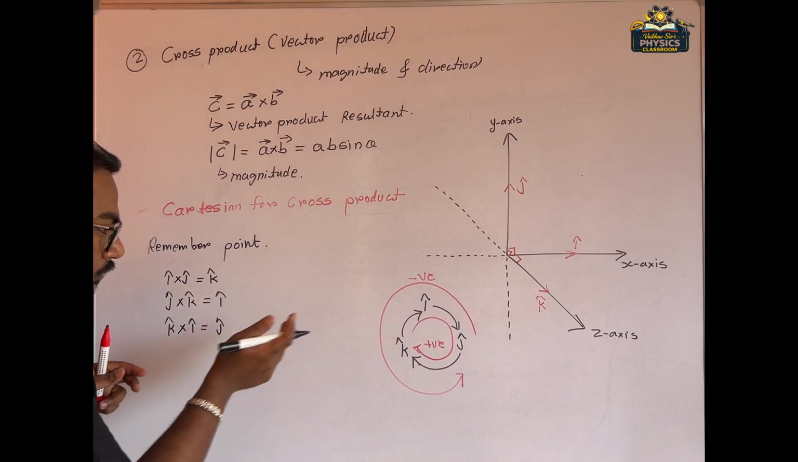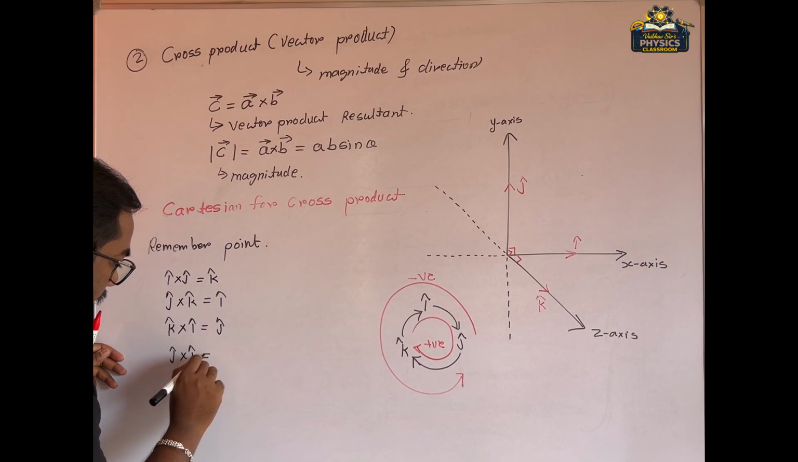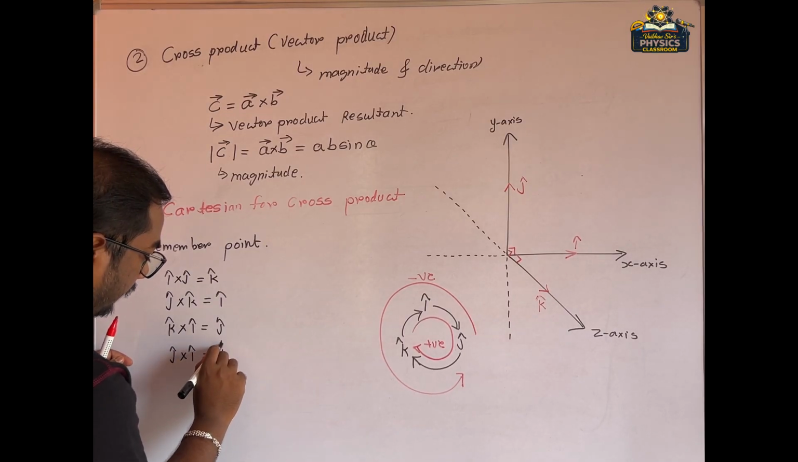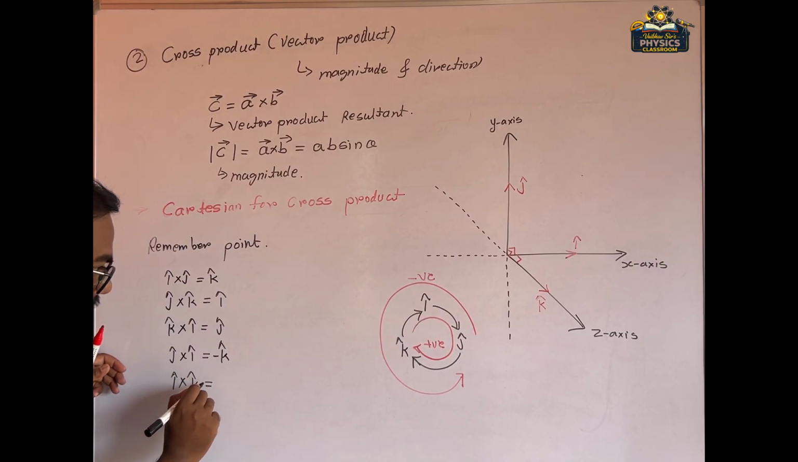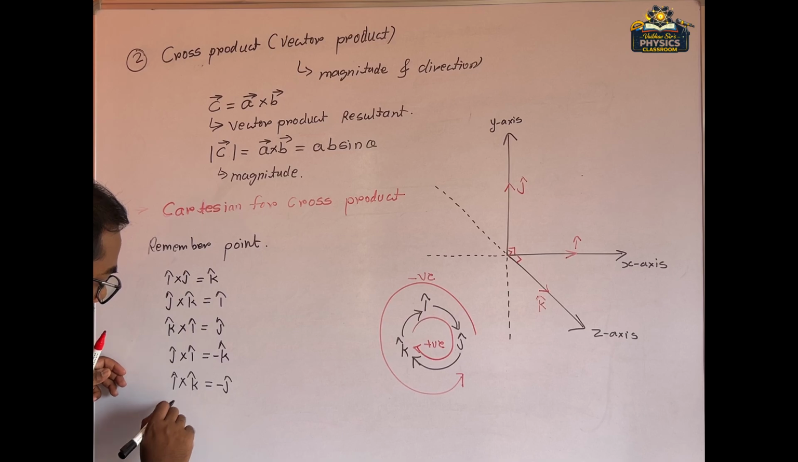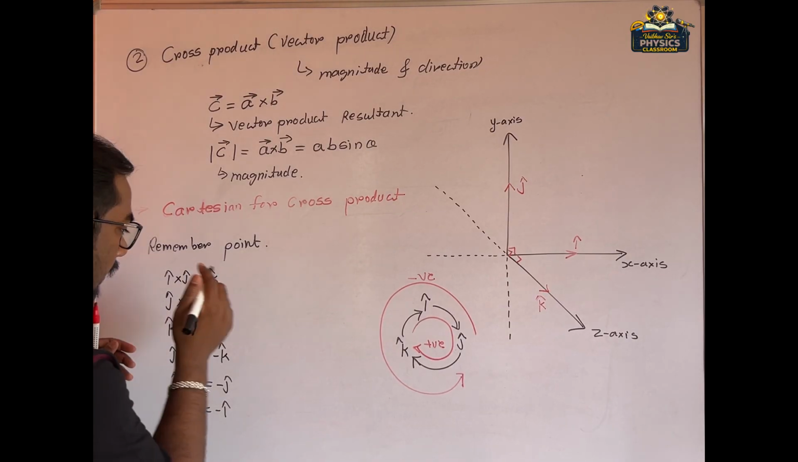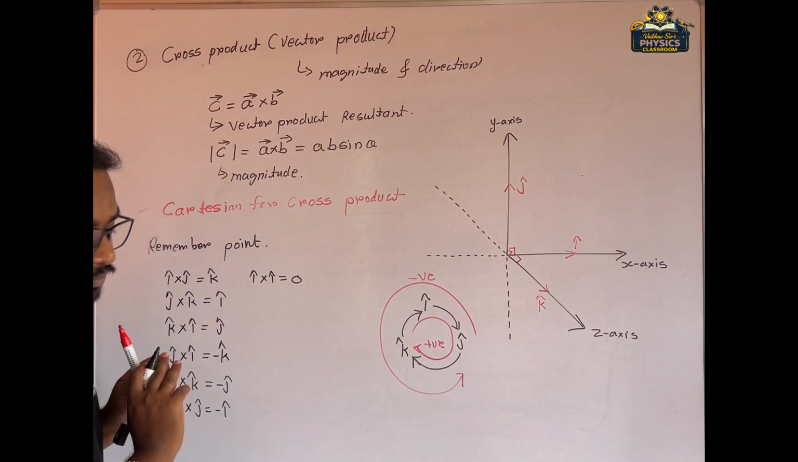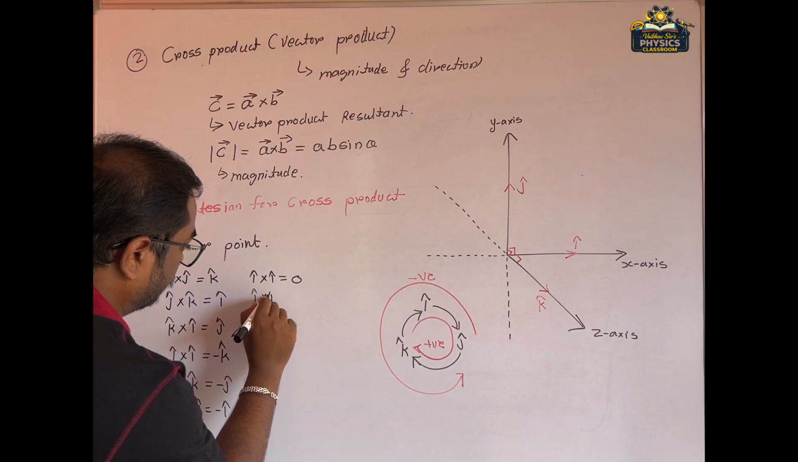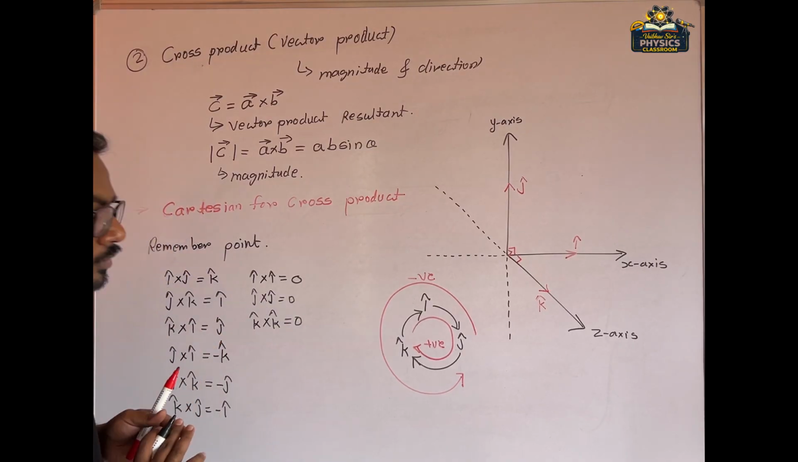Otherwise, if I'm moving j cross I, we will get minus k cap. I cross k, we will get minus j cap. Then k cross j, we will get minus I cap. Otherwise, if I take I cross I cap, we will get 0. Then j cross j, we will get 0. Then k cross k, again we will get 0.